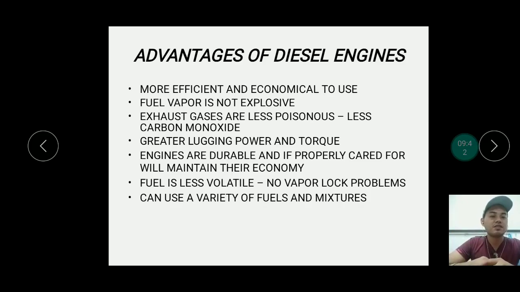Next, can use a variety of fuels and mixture. Syempre, diesel engines can use low grade fuel, kahit ano pang fuel and mixture na yan, but as long as kaya nasusunog, na-create siya ng combustion sa compressed air na nakakreate niya, so pwede siya. Even vegetable oils, combustible fuel, vegetable oils, pwede rin.